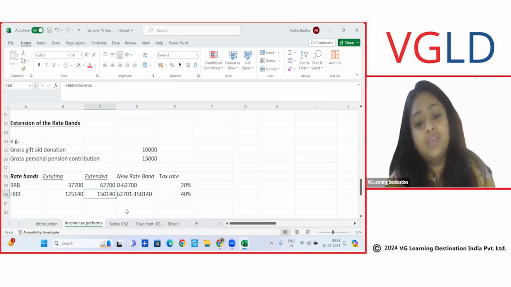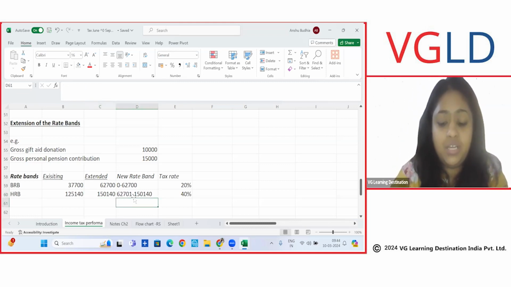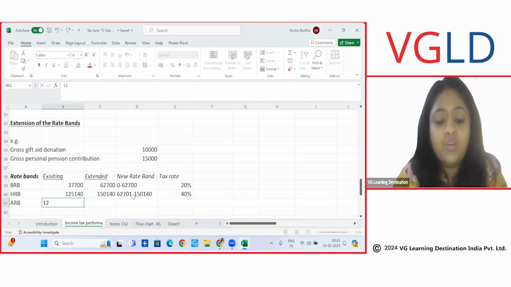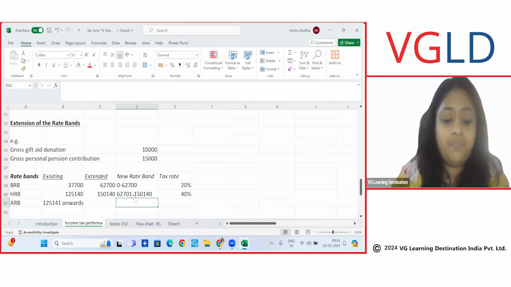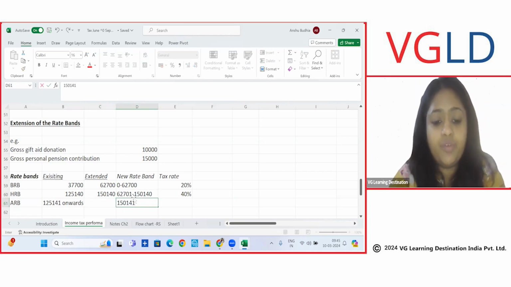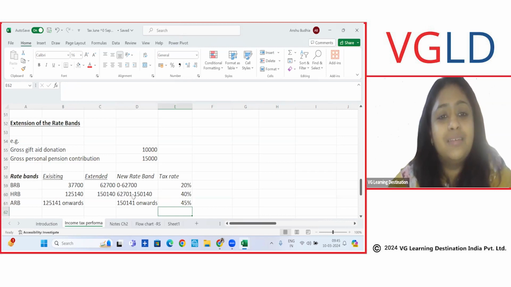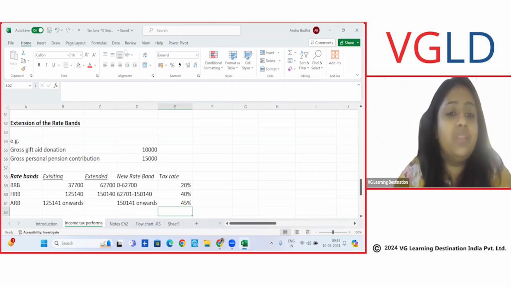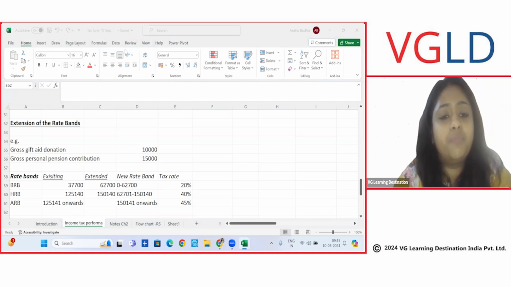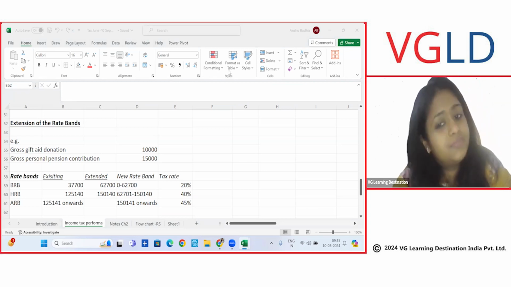This will become 40%. Now if you want to know the additional rate band, I'll write that also. The existing additional rate band was 125,141 onwards. But there's no extension here, so the new rate band will be 150,141 onwards. It will become 45%. Are we all absolutely crystal clear? Anyone with any doubts? Ashna, Dakshish, Deepika, Mohammed, Nikita? Great. Very good.